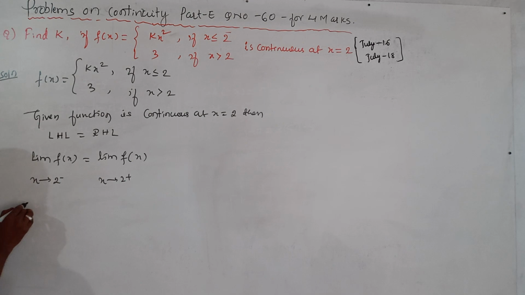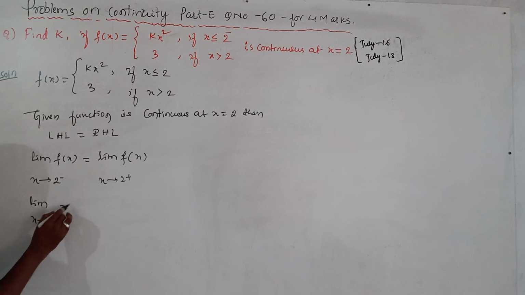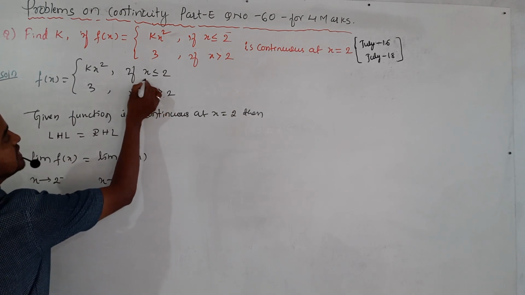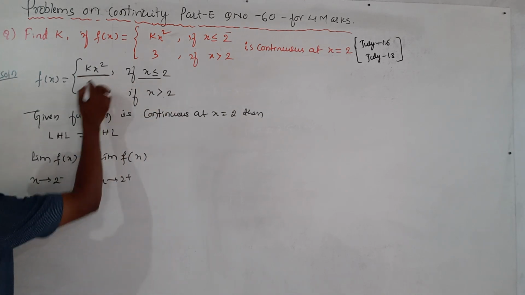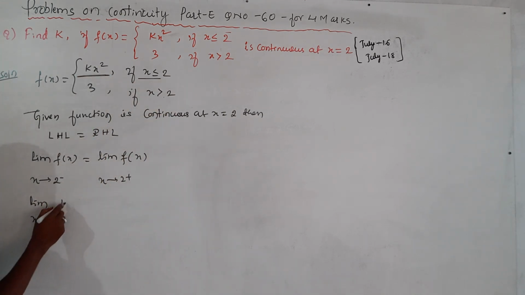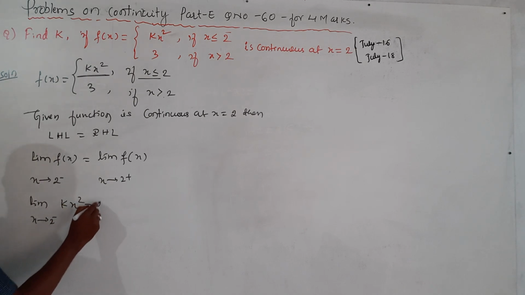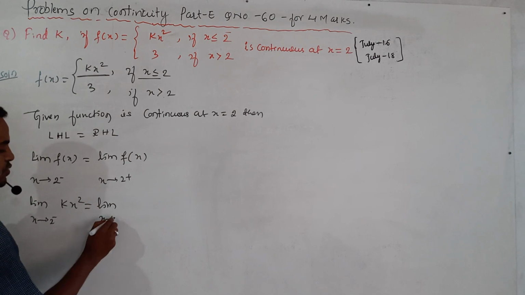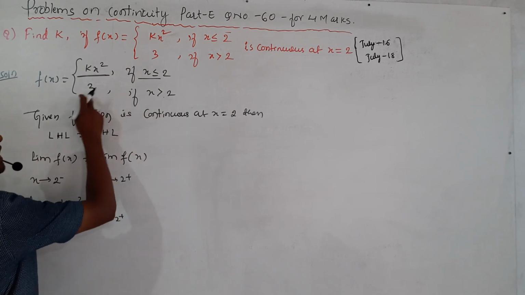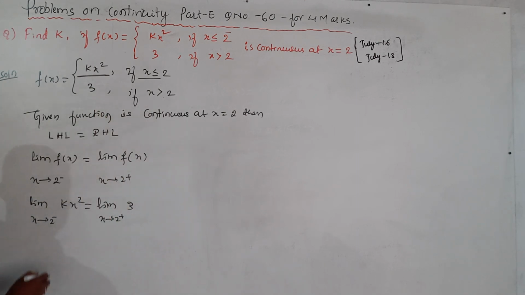Yes, then x tends to 2 minus means less than 2. For less than 2, the function is kx square, so take kx square. Then x tends to 2 plus means greater than 2, and the function is 3. Now this one is k into 2 square is equal to 3.